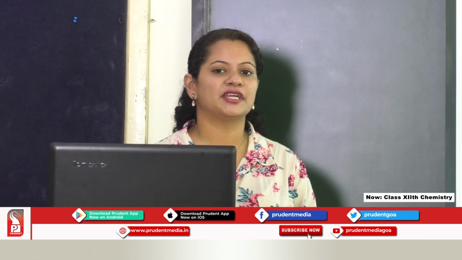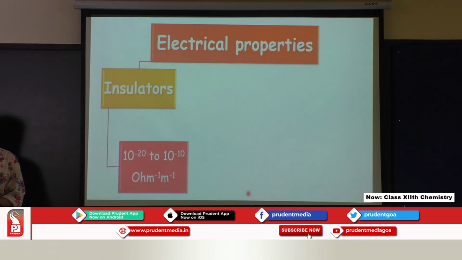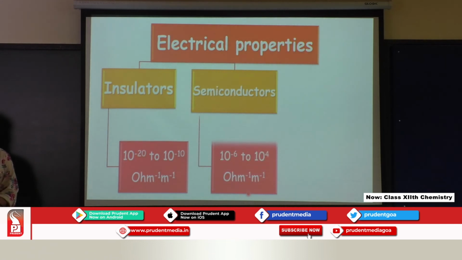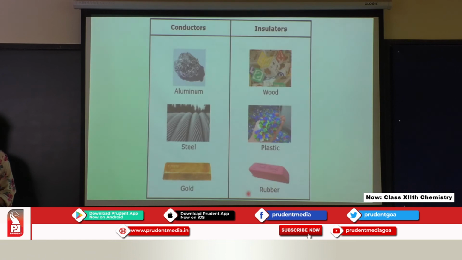Solids can be classified into three main categories depending upon their electrical conductivity. We have insulators which show very low conductivity in the range of 10^-20 to 10^-10 ohm^-1 m^-1. The next in this category is semiconductors, which show conductivity in the range of 10^-4 to 10^4 ohm^-1 m^-1, and lastly conductors, which have very high conductivity in the range of 10^4 to 10^7 ohm^-1 m^-1.